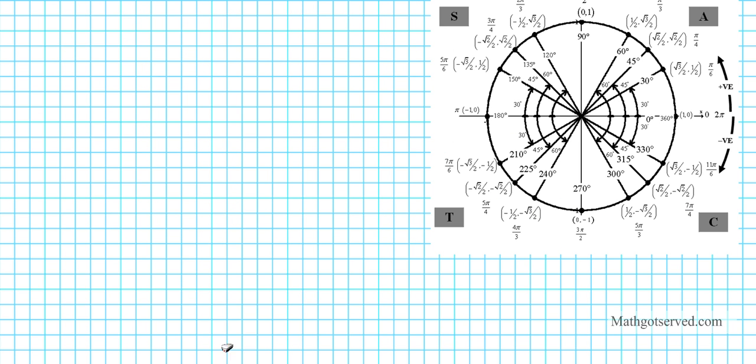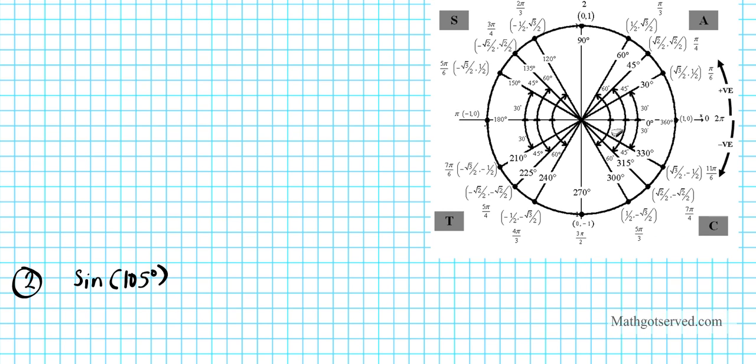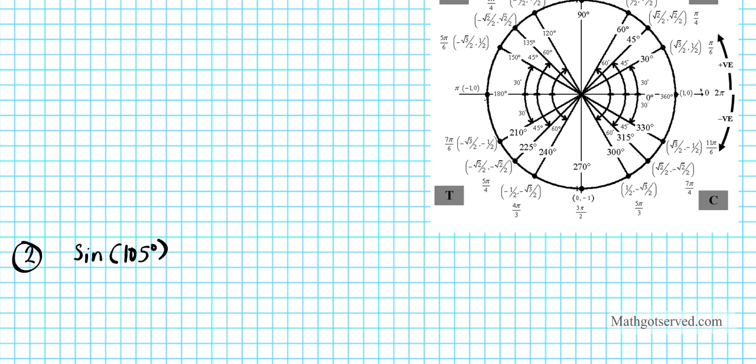Let's take a look at question number 2. For question 2, we want to evaluate sine 105 degrees. 105 is not on the unit circle. This is not a common angle. So I need to find two common angles that add or subtract to give me 105.